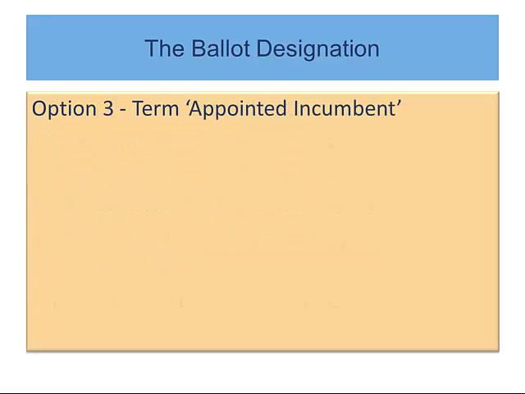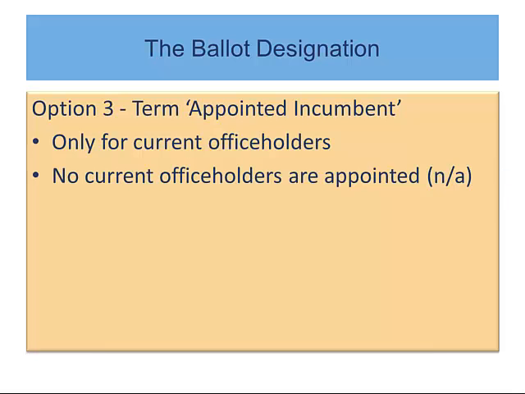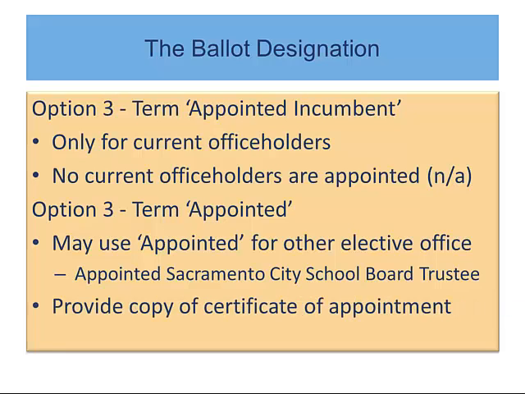And option number 3. This is the term appointed incumbent or appointed. Let's first look at appointed incumbent. Appointed incumbent is only for current office holders. As no current office holder is appointed, this option is not applicable to this election. Secondly is appointed. The term appointed applies to appointment to any elective office. An example is provided. With this option, a copy of the official certificate of appointment must be provided.